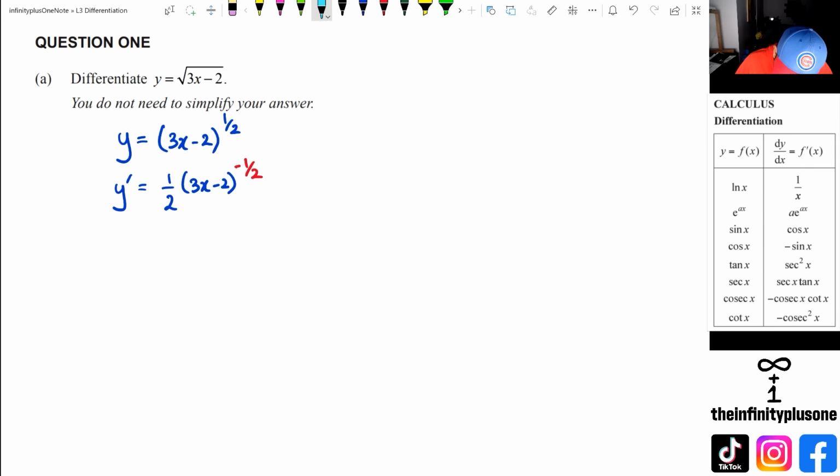Then I've got to make sure I multiply by the differentiation of whatever's inside the bracket, and that is going to equal 3. Now in terms of the answer, I can actually leave the answer like this, and that's pretty much enough for an Achieved right there.